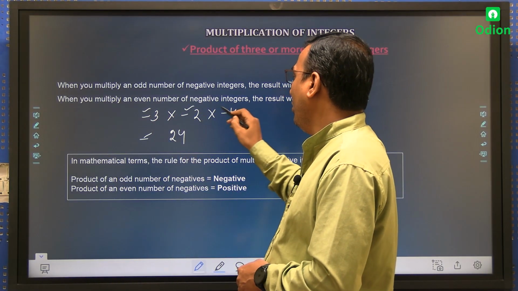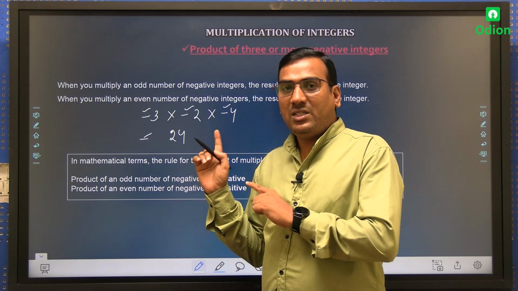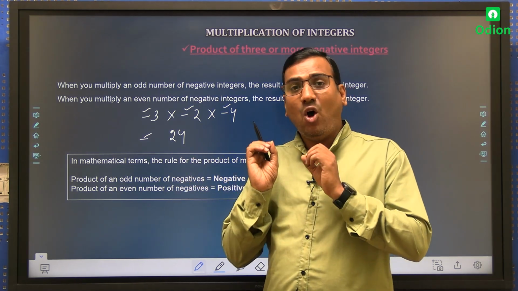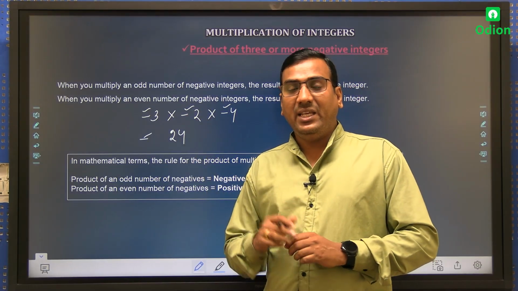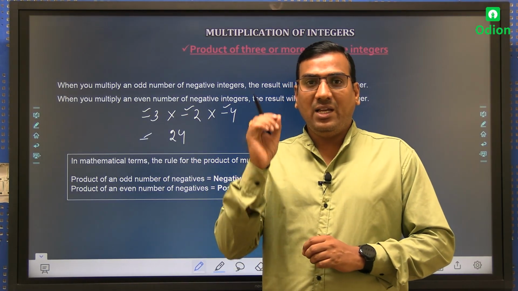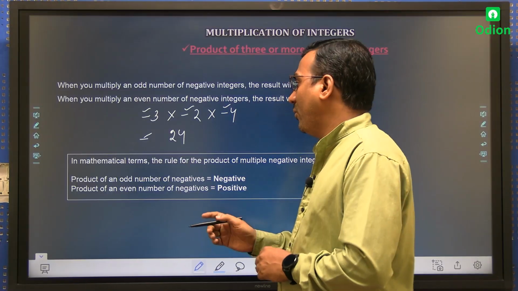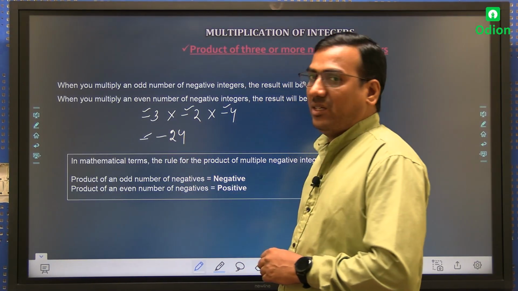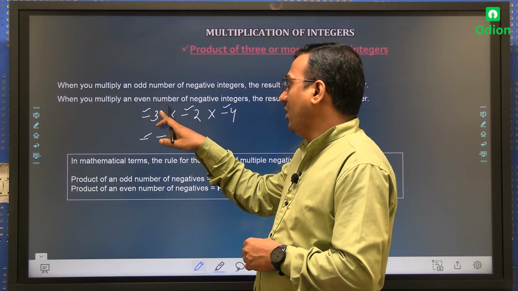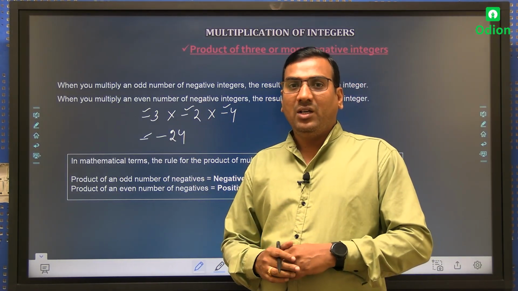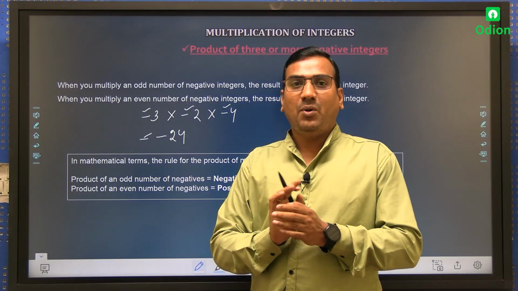1, 2, 3. These 3 is an odd number. If the number of negative signs used in the question is an odd number, then you have to put a negative mark just before your answer. If it is even, then the answer has a positive symbol.